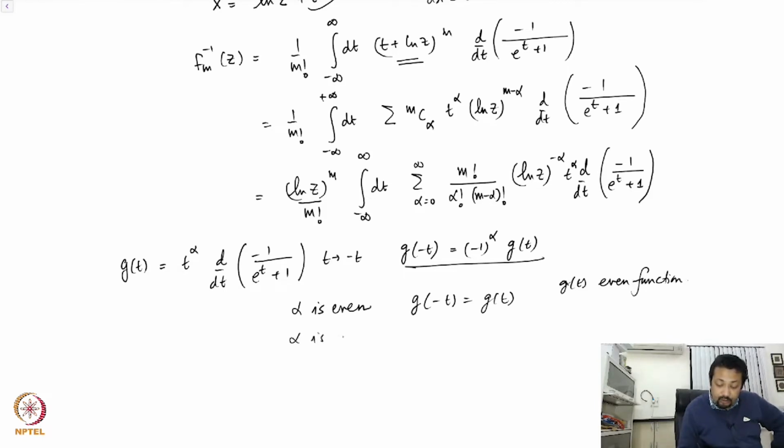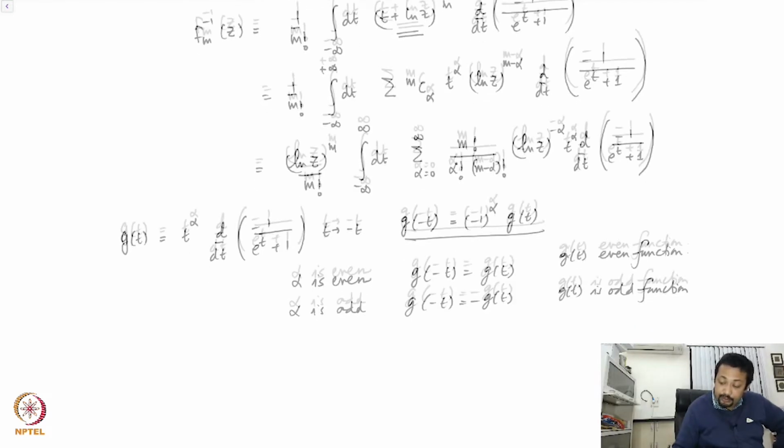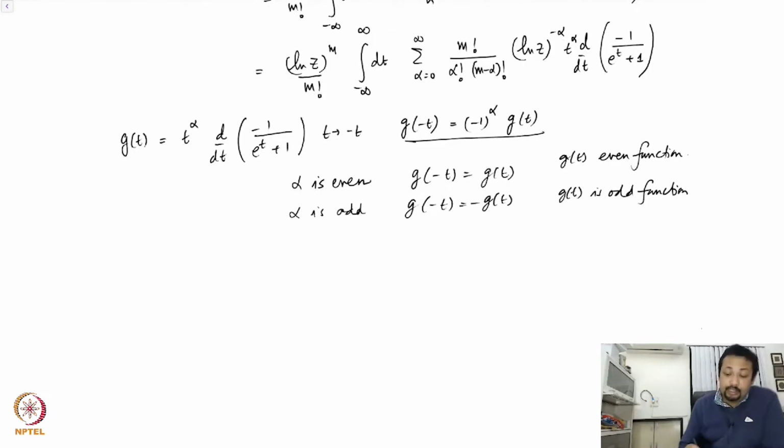If alpha is odd, g of minus t is minus g of t, so that g of t is an odd function. Now this we are going to utilize. Let's see how we are going to utilize it.